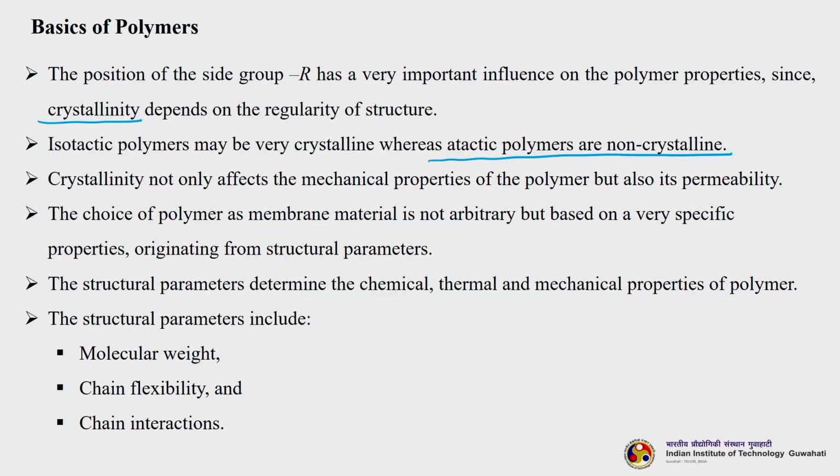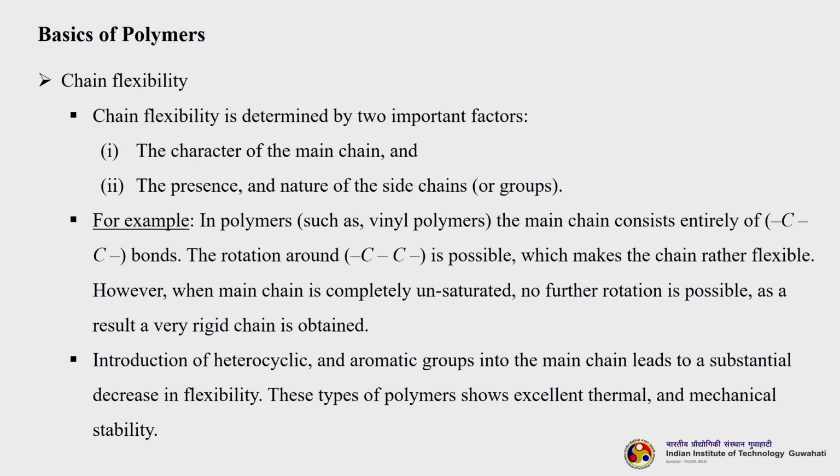So, the structural parameters determine the chemical, thermal and mechanical properties of polymer. Structural parameters are molecular weight, chain flexibility and chain interactions, these three. Let us understand what is chain flexibility. Chain flexibility is determined by two important factors. The first one is the character of the main chain. The second one is the presence and nature of the side chains or groups. So, basically two things. The first one is the first monomer, which consists of the main chain, and the second one is the other monomers which we are going to graft or cross link to the main chain, which is called a side chain.